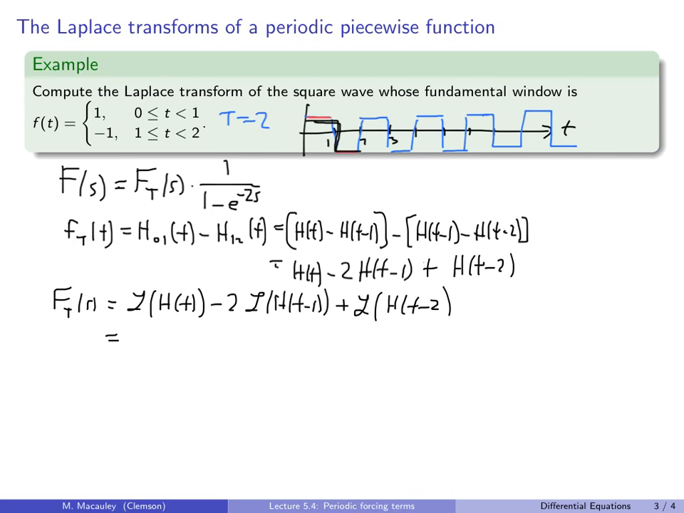This first one is just the Laplace transform of 1, which is 1 over s. The next one is also 1 over s, but it's shifted by 1, so we have to write this as 1 over s times e to the minus s. And similarly this is the function 1 shifted by 2, so we have to write 1 over s times e to the minus 2s. If we want to, we can combine terms and write this as 1 minus e to the minus s.